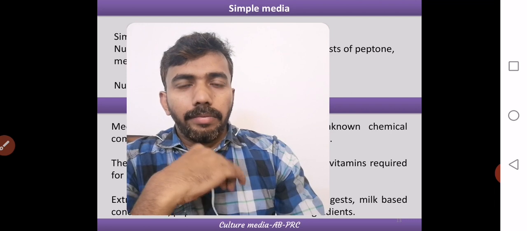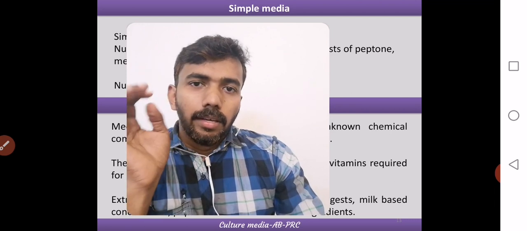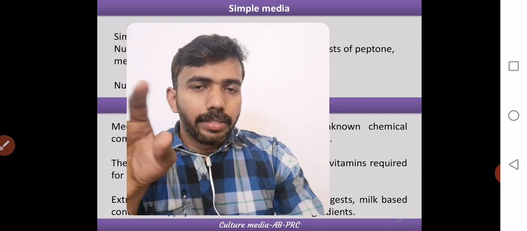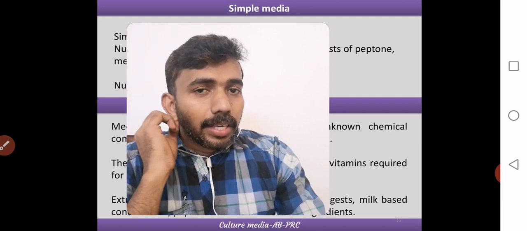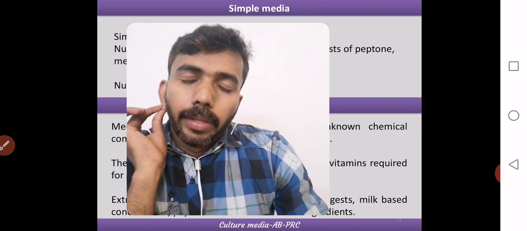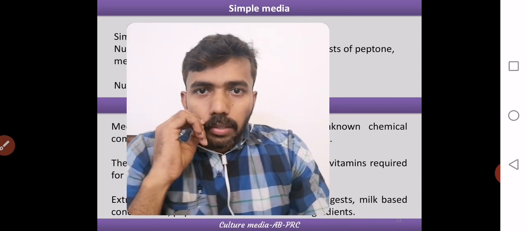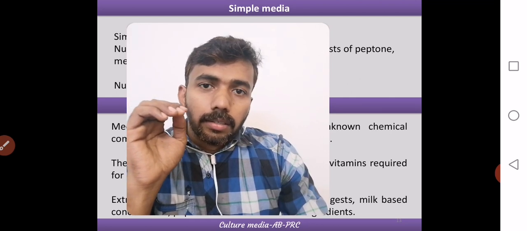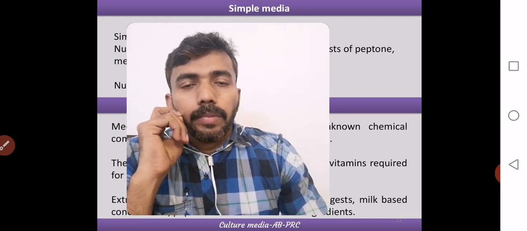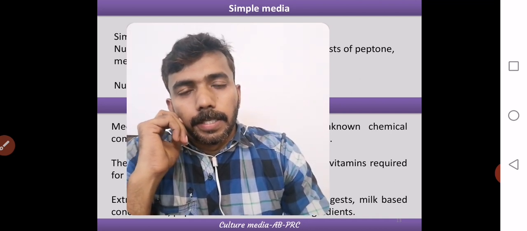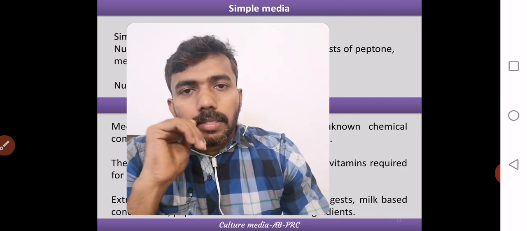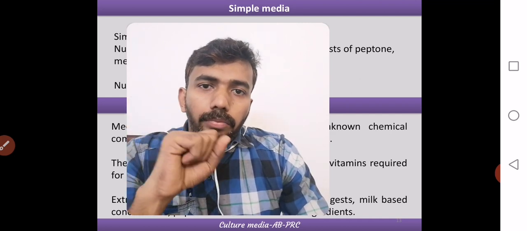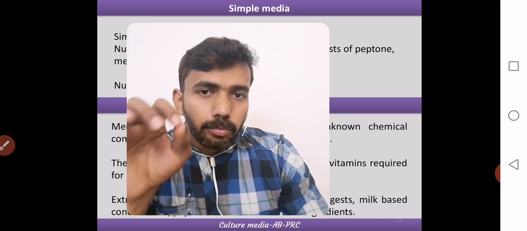So in the first part we have seen some basic things, what is the need of culture media, and especially we have seen what are the different types of media as an outline. And also we discussed the first criteria for classification. That means that was based on their consistency. And in this second part of the presentation we will see the classification of media based on their composition.